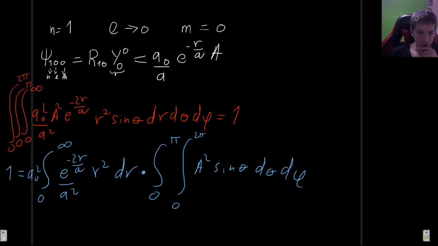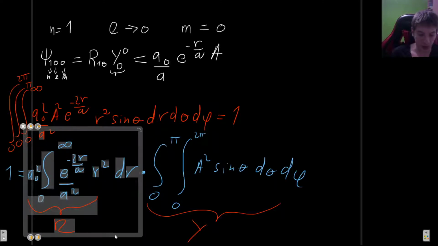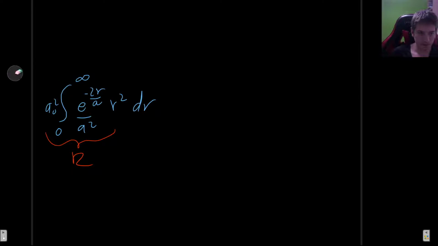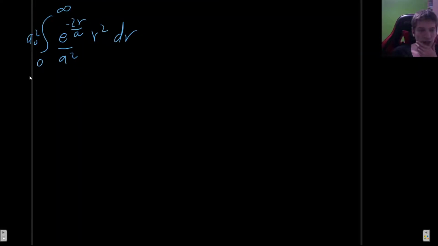So now we have two integrals that we want to solve. We want to solve the radial part and the angular part, and each one of those has to be separately 1. So let's do that. Let's begin with the radial part. Obviously, you can begin with whatever you want, but let's do it like this. Okay, how can we solve this?